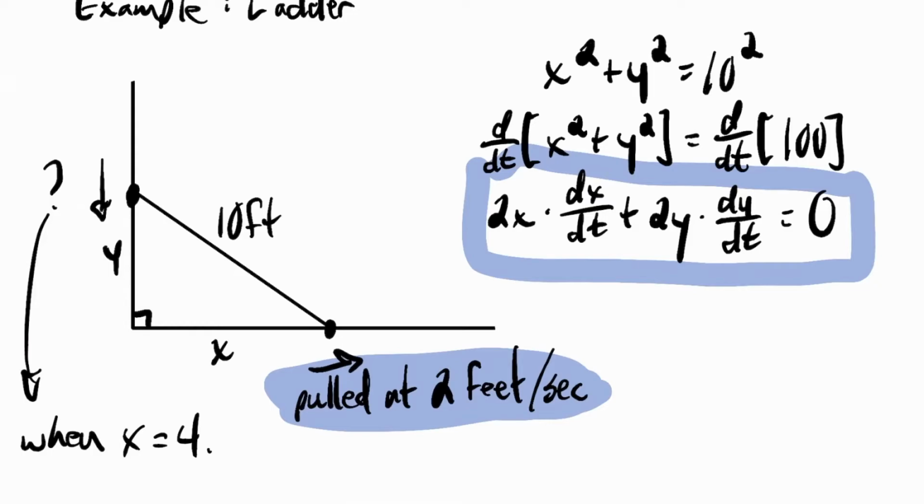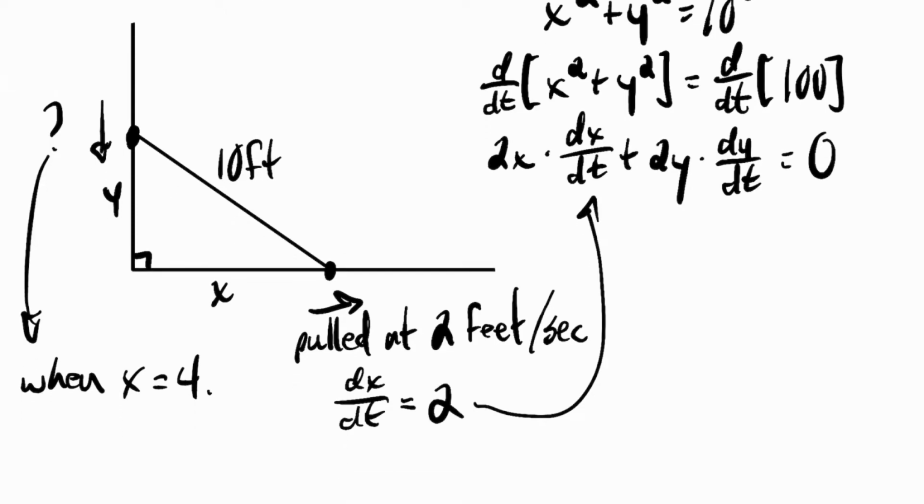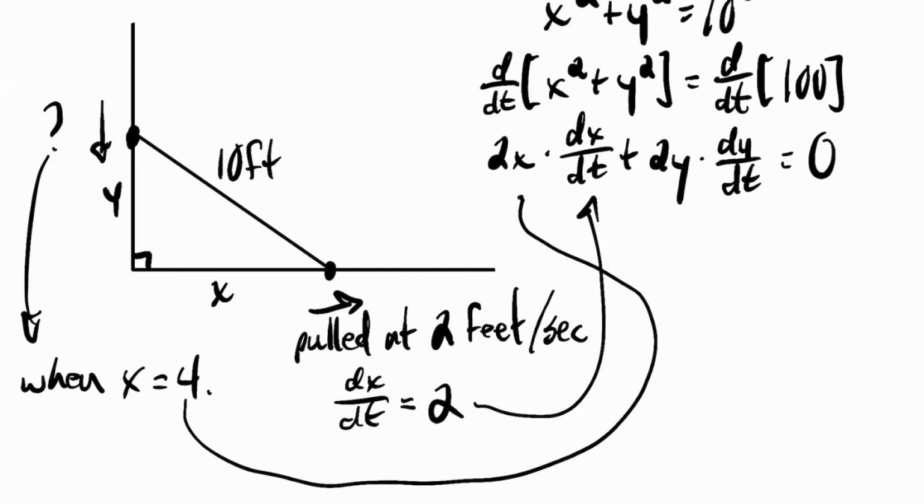So maybe you've thought about it. This is dx/dt. This is the rate at which the bottom is being pulled. So this is the rate at which x, being the distance from the base to the wall, changes. So in this part I could have done earlier, I could have said, okay, well, dx/dt is equal to 2, okay? Because this distance is growing by 2 feet per second. The base is being pulled away from the wall. So that means this number can plug in there, okay? And this 4, when x is 4, that plugs in there.